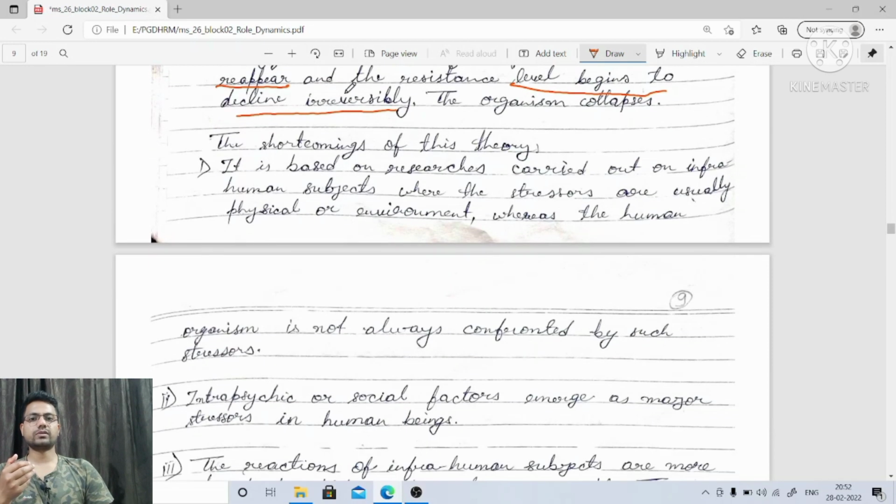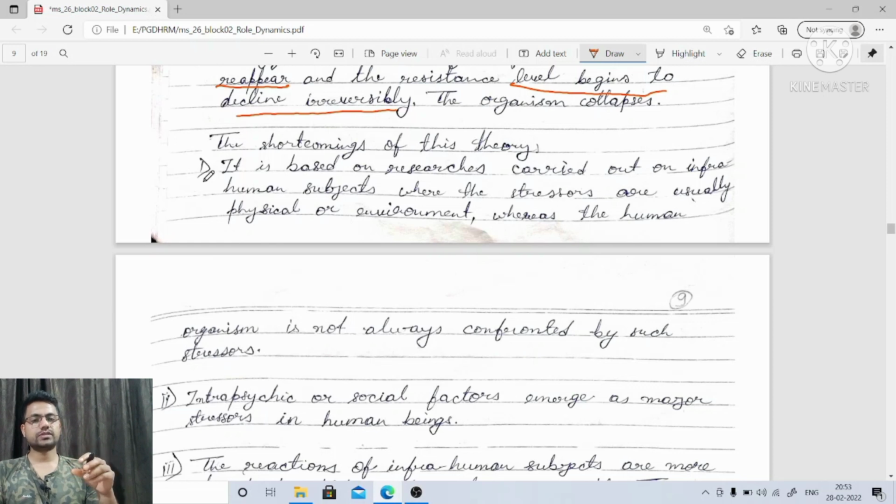So now here are the shortcomings of this theory. So what are the different shortcomings? The first shortcoming is that this theory is based on research carried out on infrahuman subjects, where the stresses are usually physical or environmental, whereas the human organism is not always confronted by such stressors. So now you see, stressors may be of many different types. Stressors may be environmental, or stressors may be human factors, like social factors and interpersonal relations. So these are all human factors.